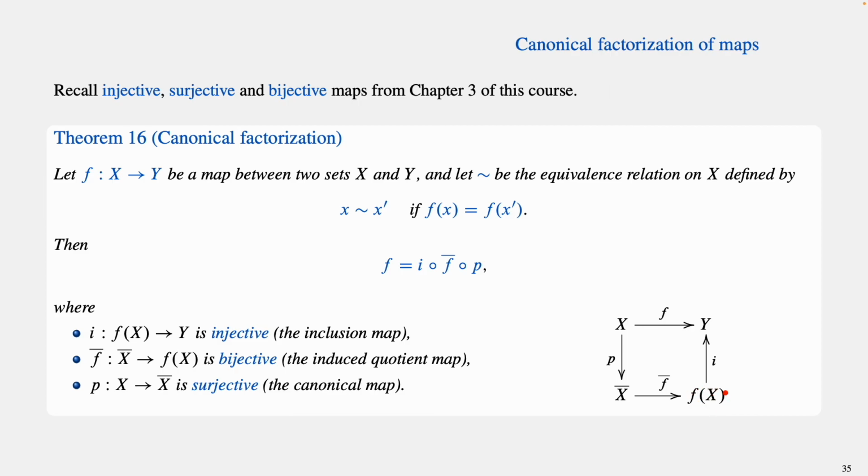And then, because this is a subset of Y, we can apply the inclusion map to it and include it into the set Y. Now taking an element x and applying f to it is, the theorem claims, the same as going this way: at first applying the canonical map, then the induced map, and then the inclusion map. What this means is that any map f between two sets can be decomposed into a sequence of a surjective map, a bijective map, and an injective map.